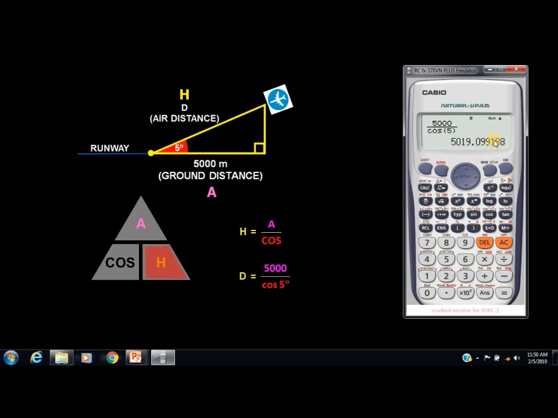There is the answer. We want the answer to the nearest meter, so we use shift, set up, fix, nearest meter is without any decimals, 0 decimals. The answer is 5019.